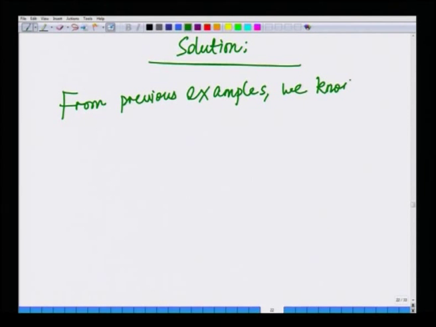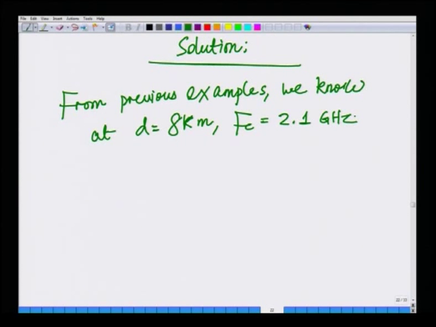We know, at d equals 8 kilometers and Fc equals 2.1 gigahertz and HTE equals 40 meters and AHRE equals 2 meters, we computed it using both the Okumura and the Hata models.